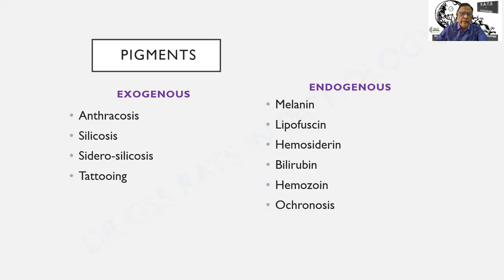And when it comes to pigments, they can be classified as exogenous pigments and endogenous pigments. Exogenous includes anthracosis, silicosis, siderosilicosis, and tattooing. Whereas endogenous has the following panel under it: melanin, lipofuscin, hemosiderin, bilirubin, hemozoin, and ochronosis. Pigments by themselves can be asked as an essay question, or each of these can have its own importance.